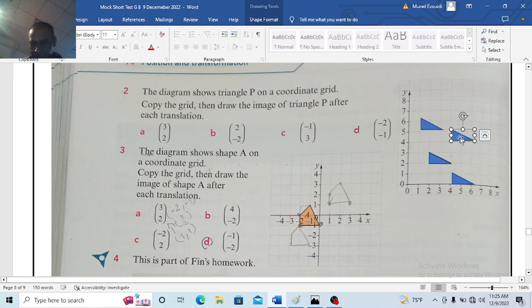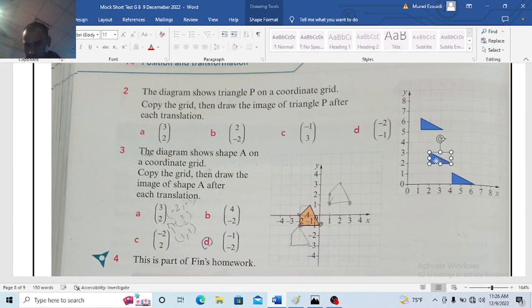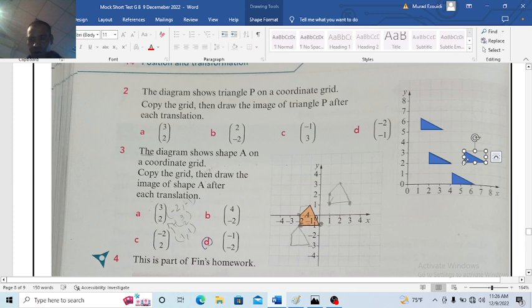Okay, I will erase this one and make another. We were told this one has to move 3 units to the right. We have 1, 2, 3. So it comes here. This is 1 unit, 2 units, 3 units. Then I should go 2 up only. So 1, 2. It comes like that exactly.